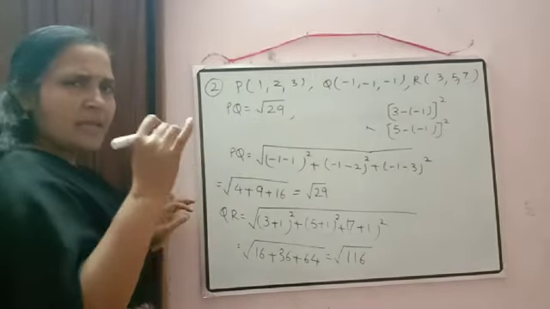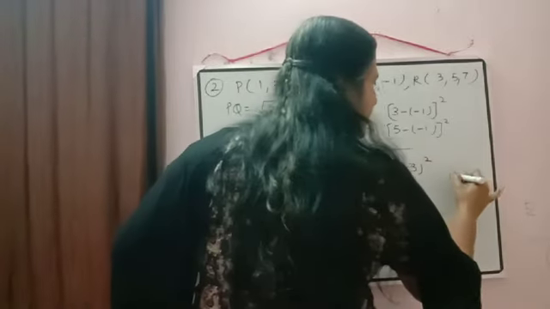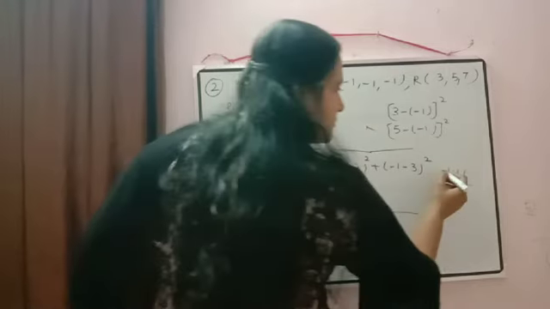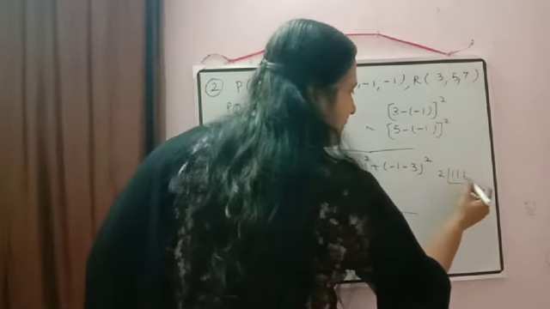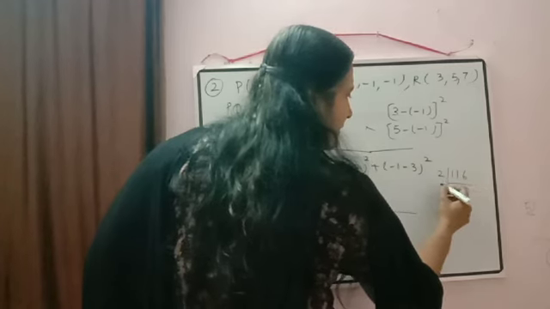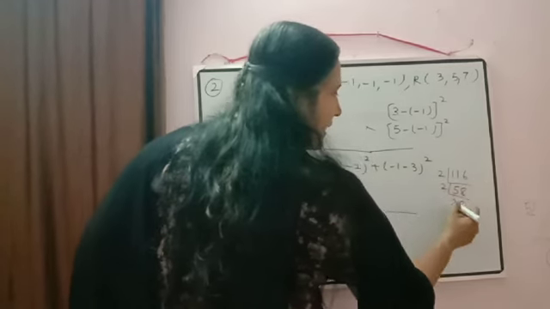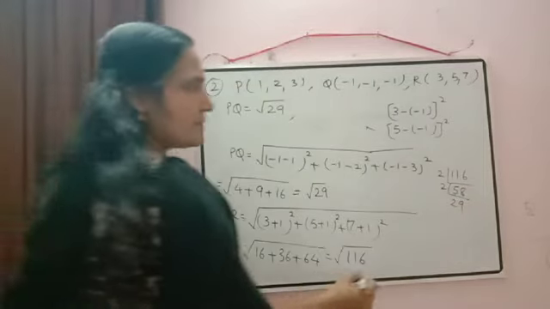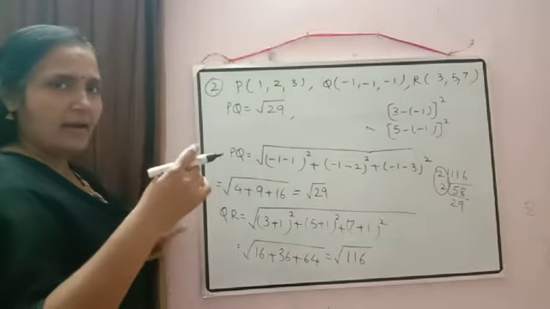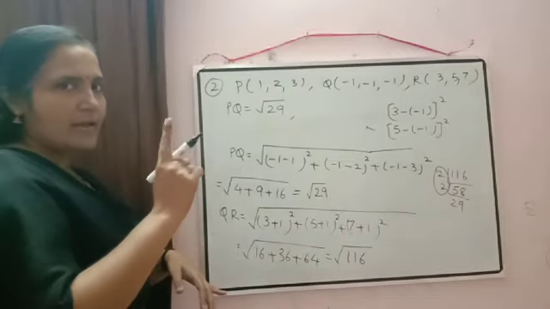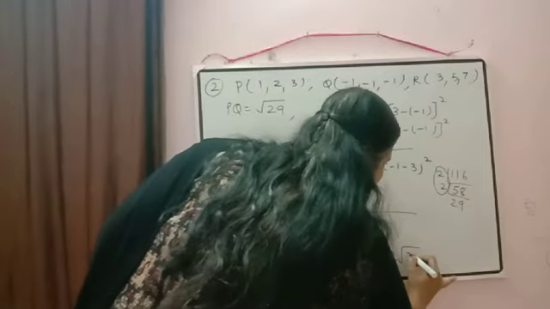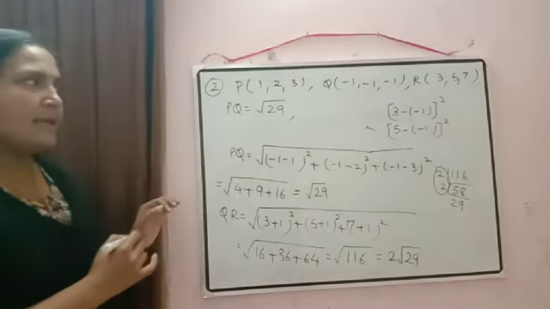Now what we can do? We can do the prime factorization of 116 because we have to simplify it. First we can divide by 2. 2 58s are 116. Again 2. 2 29s are 58. Now 29 is a prime number. So inside the square root, if the number is coming in a pair, it will go outside. We will write only one number. So square root of 116 can be written as 2 root 29.